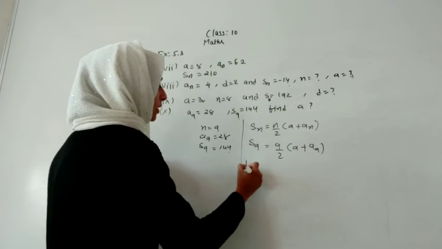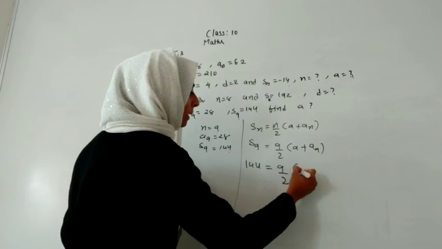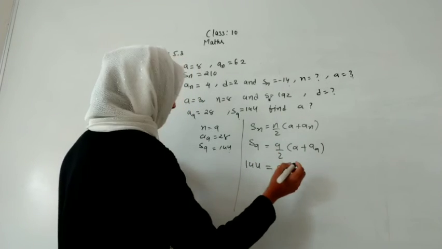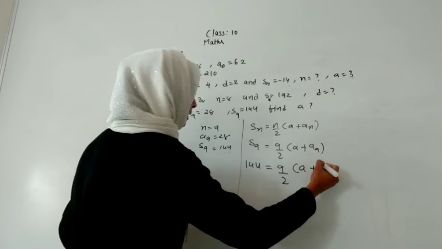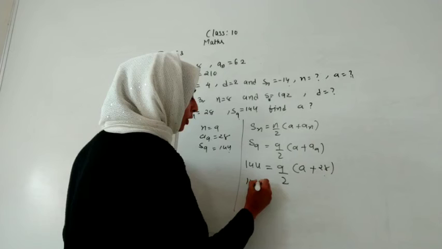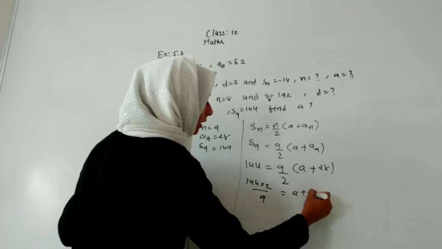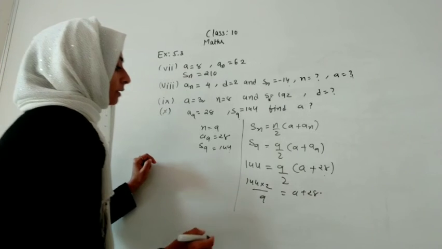यहाँ value substitute करें, it will become 144, that is 9/2. तो keep it as it is. This is 9 and this is a. We have to find that, a9 हम 28 रखेंगे. Let us multiply it. So it will become 144 into 2 divided by 9 and that is equals to a plus 28. We have to solve it. So let us solve it.